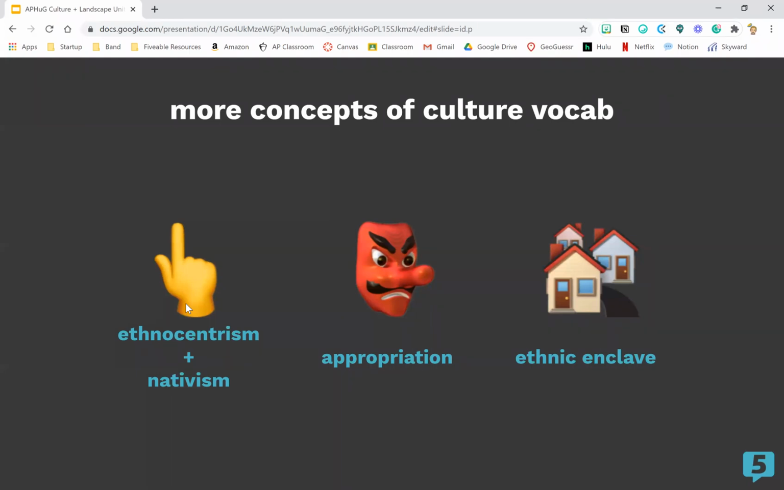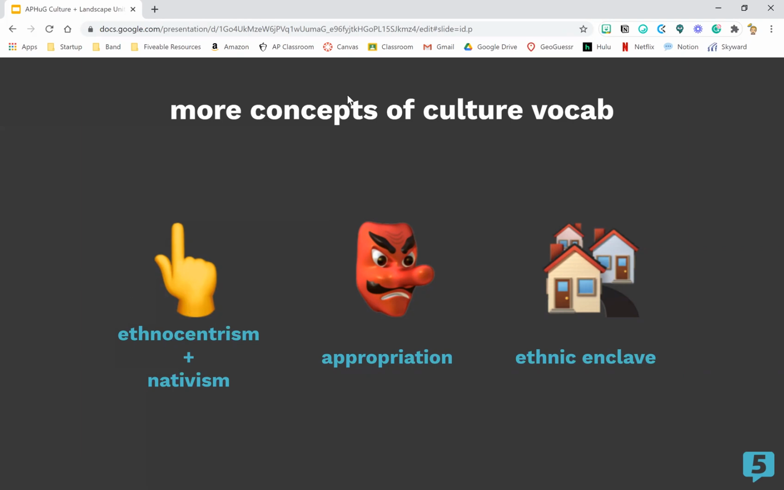Appropriation. So this one you've probably heard of before, cultural appropriation. Basically, you're taking elements of another culture and saying, hey, this is mine now. It's not yours, it's mine. You see this a lot with Asian cultures and people wearing kimonos and things like that. Cultural appropriation isn't always necessarily bad, but the word has a very general negative connotation.